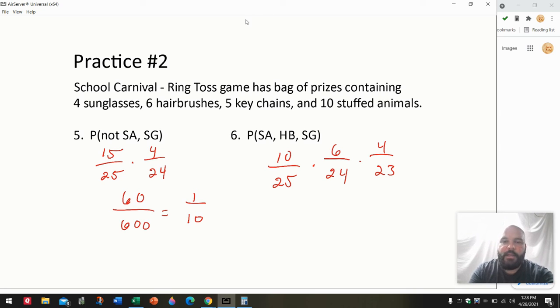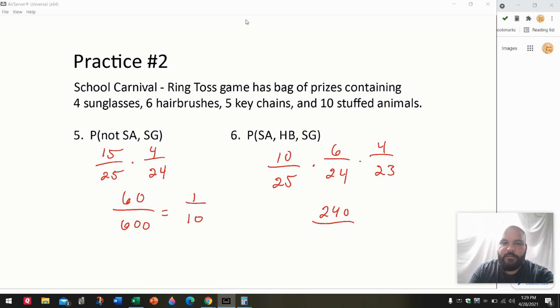So we have the probability of picking a stuffed animal from when we haven't picked anything is 10 out of 25. And then once we've picked one thing out of our group, we only have 24 left. And we want to know what the probability is of picking a hairbrush. There are 6 hairbrushes out of 24 items, and we pick that out. And then lastly, we want to know the probability of picking a pair of sunglasses. And there are 4 pairs of sunglasses left, but there's only 23 total items that we're picking from. And now to do this, we're going to do the same as we did in the last couple problems. You're going to multiply straight across. And so whenever you do 10 times 6, that's 60. And then 60 times 4 is 240.